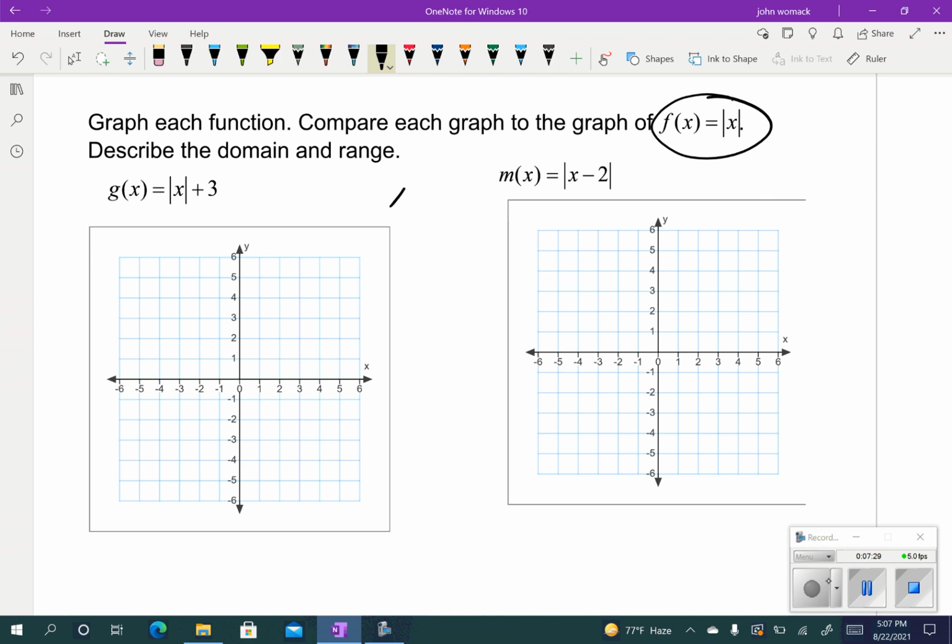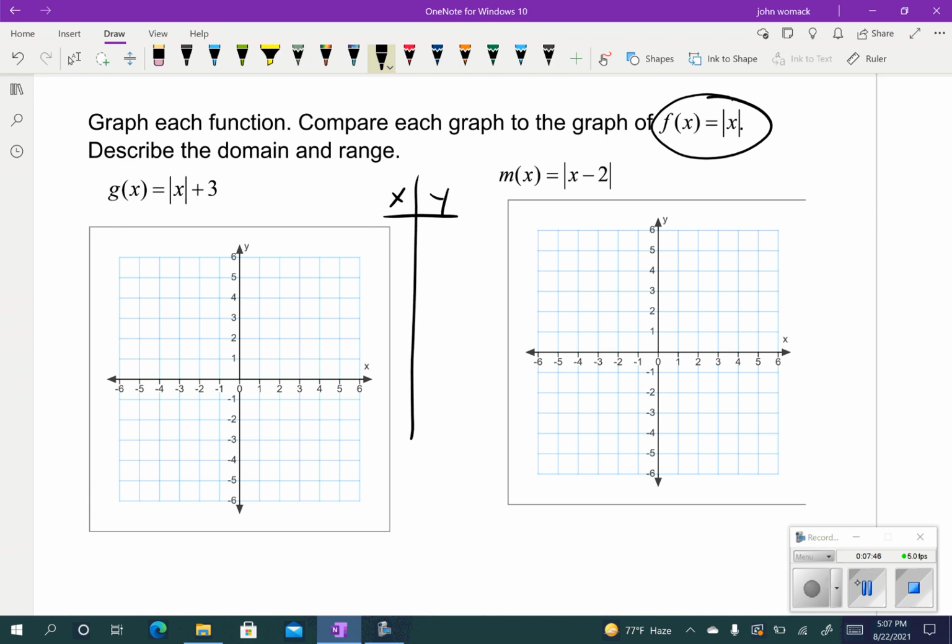I'm going to actually have you do this on your own. If you would pause the video, I want you to make a table, plug in some x values, and find some y values that go with those x values. And then we'll come back together and graph this and see if we can figure out the transformation.